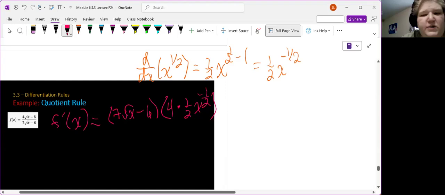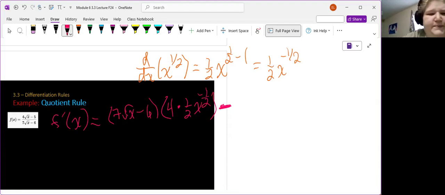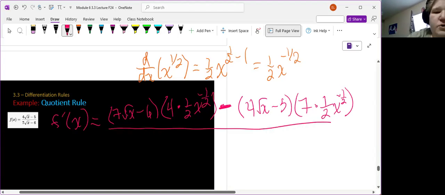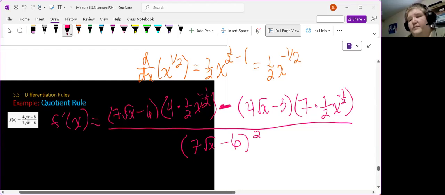All right, so there is our low d high minus, and I usually make that minus really, really big because it's easy to forget about it. Now our high, square root of x minus 5, and our d low, so that's going to carry the 7 times the same disgusting 1/2 x to the negative 1/2, over the denominator squared, and away we go. Calculus technically done.